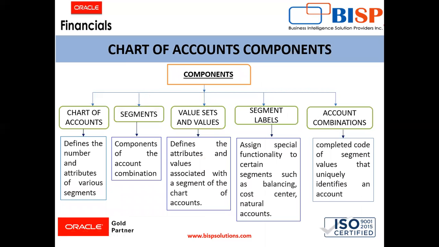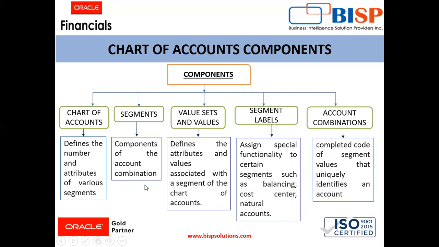What are the components of a chart of accounts? The components of chart of accounts are chart of accounts, segments, value sets, segment labels, and the account combination. So let's understand each one of them individually. Chart of accounts is an important element in Oracle Fusion application because it includes the structure that defines the account values, segments, their labels, and rules. Chart of accounts defines the type of segments, default value of segments, value sets associated with them, and other segment properties. So we can say it defines the number and attributes of various segments.